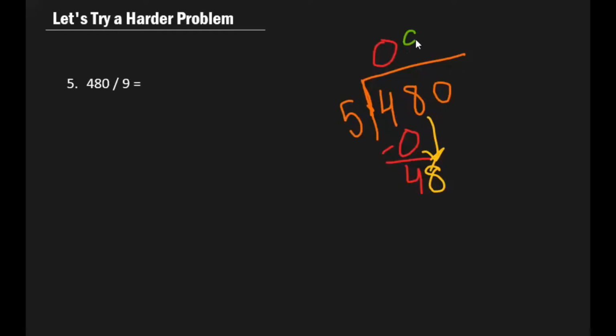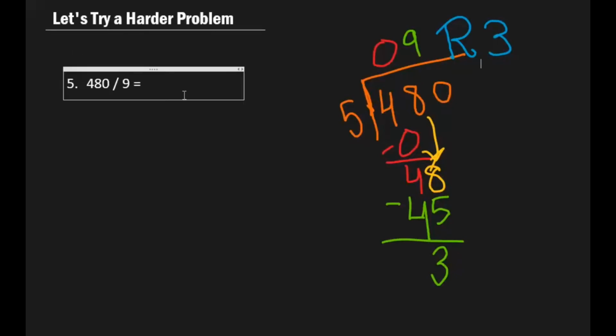Well, 9 can go into 48 5 times. So we write a 5 up here. 9 times 5 is 45. So we subtract 45 from 48. 48 minus 45 is 3. So our remainder would be 3. Again, we can tell 3 is our remainder because 9 cannot go into 3, and we can't divide any further. Now we write an R up here and a 3 next to the R. So our answer is 5 with a remainder 3.